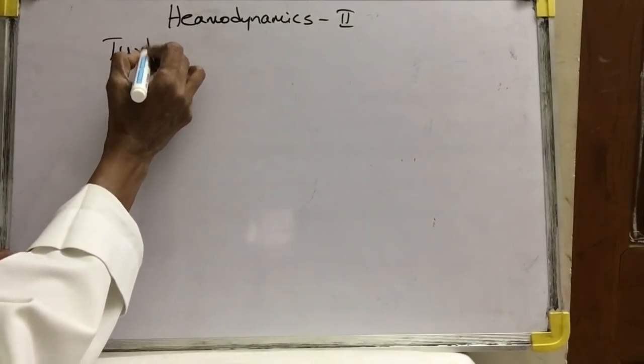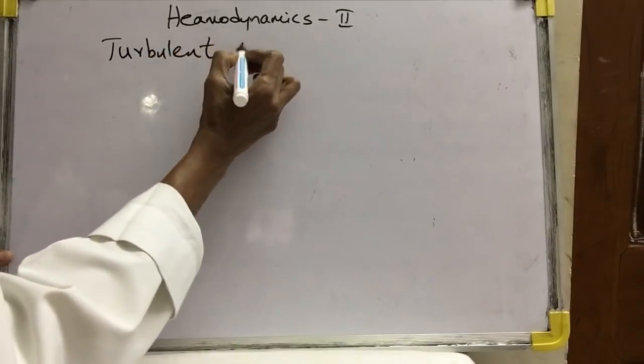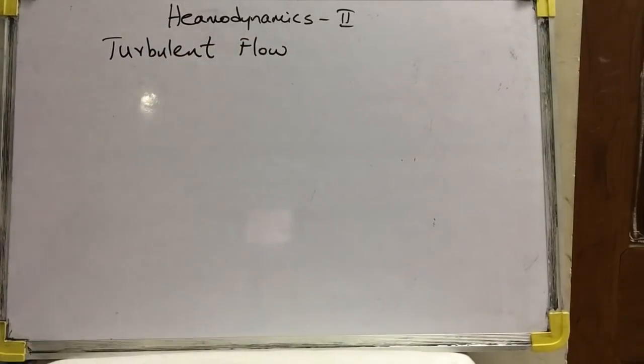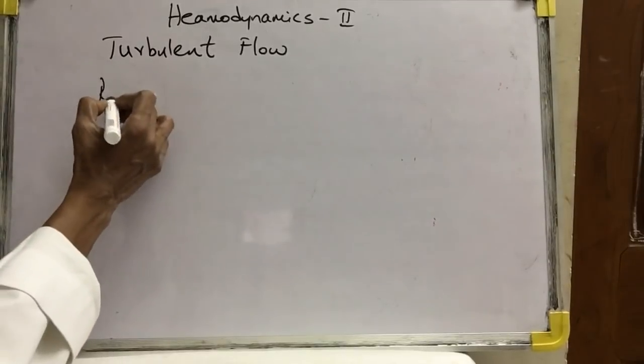And turbulent flow. Turbulent flow occurs when the velocity is above the critical velocity. Up to the critical velocity, the flow is laminar. That means the flow is streamline. The blood flow is streamline or in layers. When it is above the critical velocity, then it results in turbulent flow. And this probability of the turbulence is expressed in terms of Reynolds number.